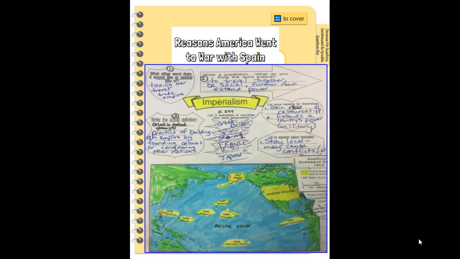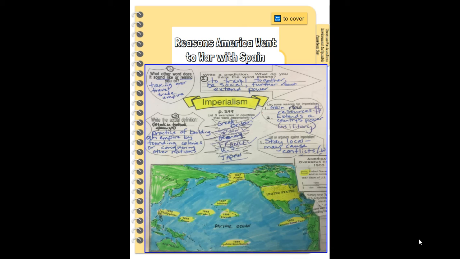So what are some reasons for imperialism? Why would the countries do this? Gaining new resources would be a main reason. Extending a country's power. And your military would have other places to go, some bases that would be needed. So those would be the main reasons for imperialism.